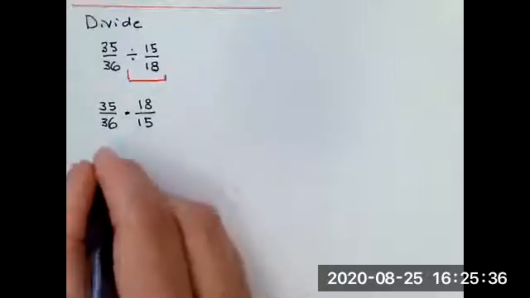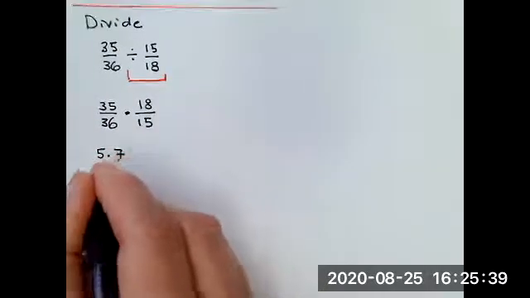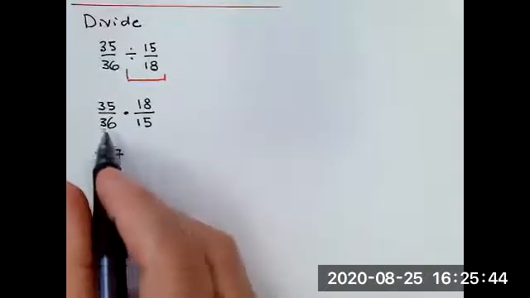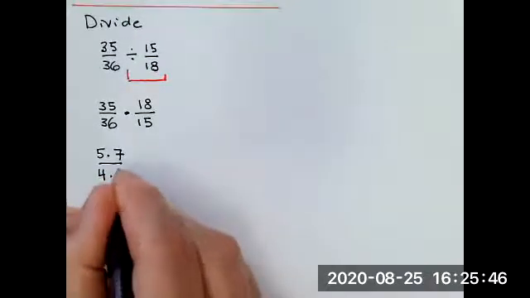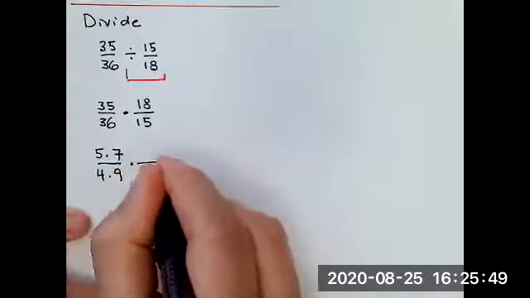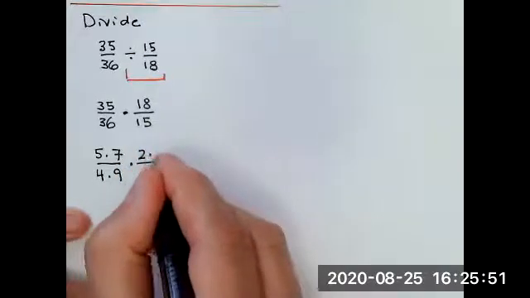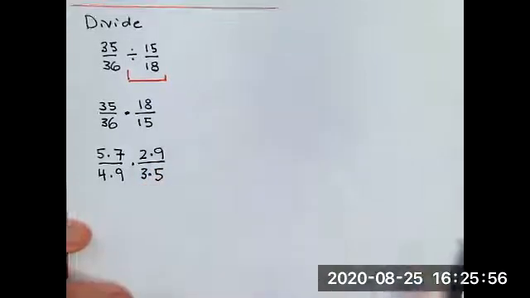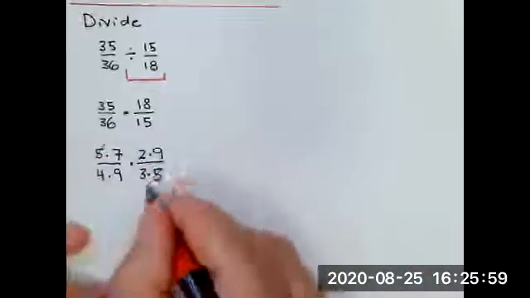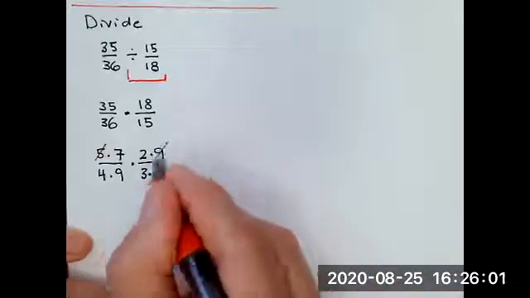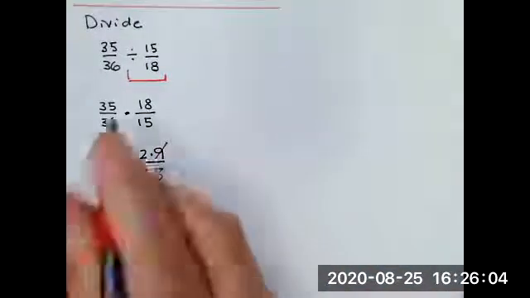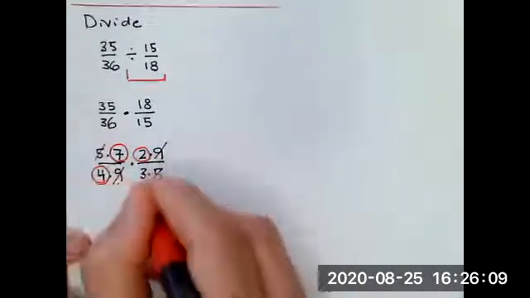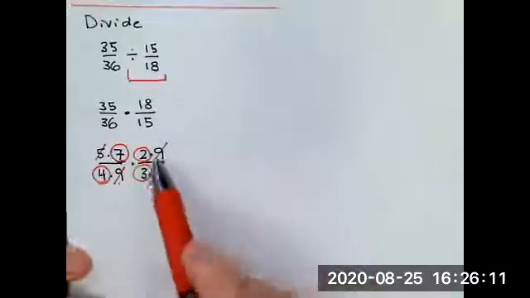So 35 is 5 times 7. 36, we could either do 6 times 6 or 4 times 9. 18, 3 times 6 or 2 times 9. 5 over 5 equals 1. 9 over 9 equals 1. I'm going to circle what's left and check, can anything else be broken down?